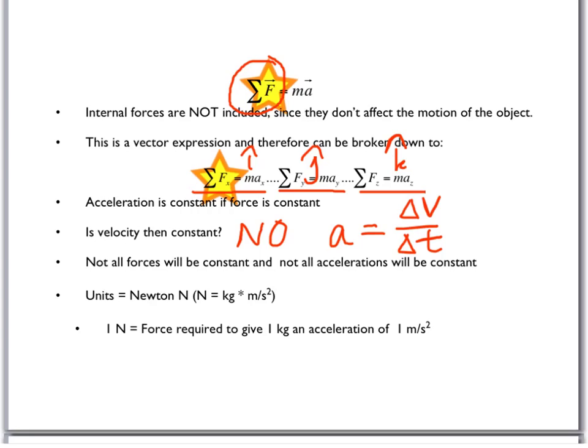The unit for force is the Newton, and the Newton is actually a combination of kilograms multiplied by meters per second squared. Again, it's just following the equation that F is equal to ma, and we're plugging in those SI units there. 1 Newton is basically the force required to give a 1 kilogram object an acceleration of 1 meter per second squared.